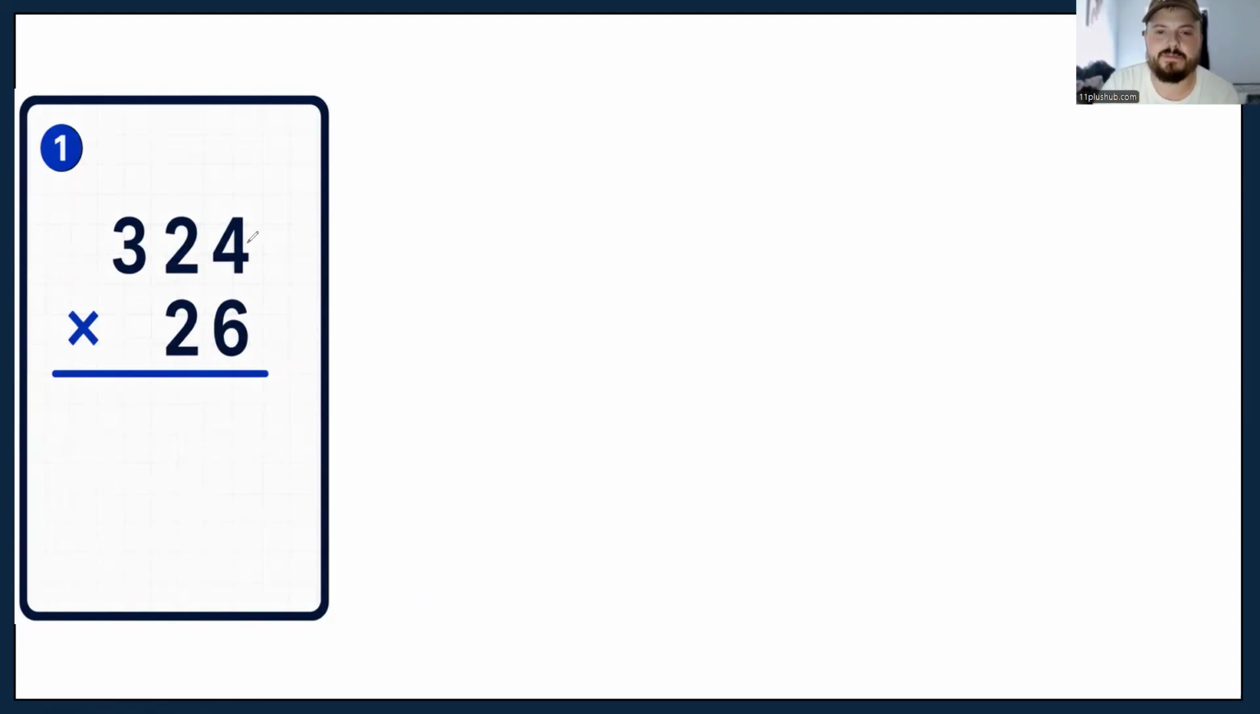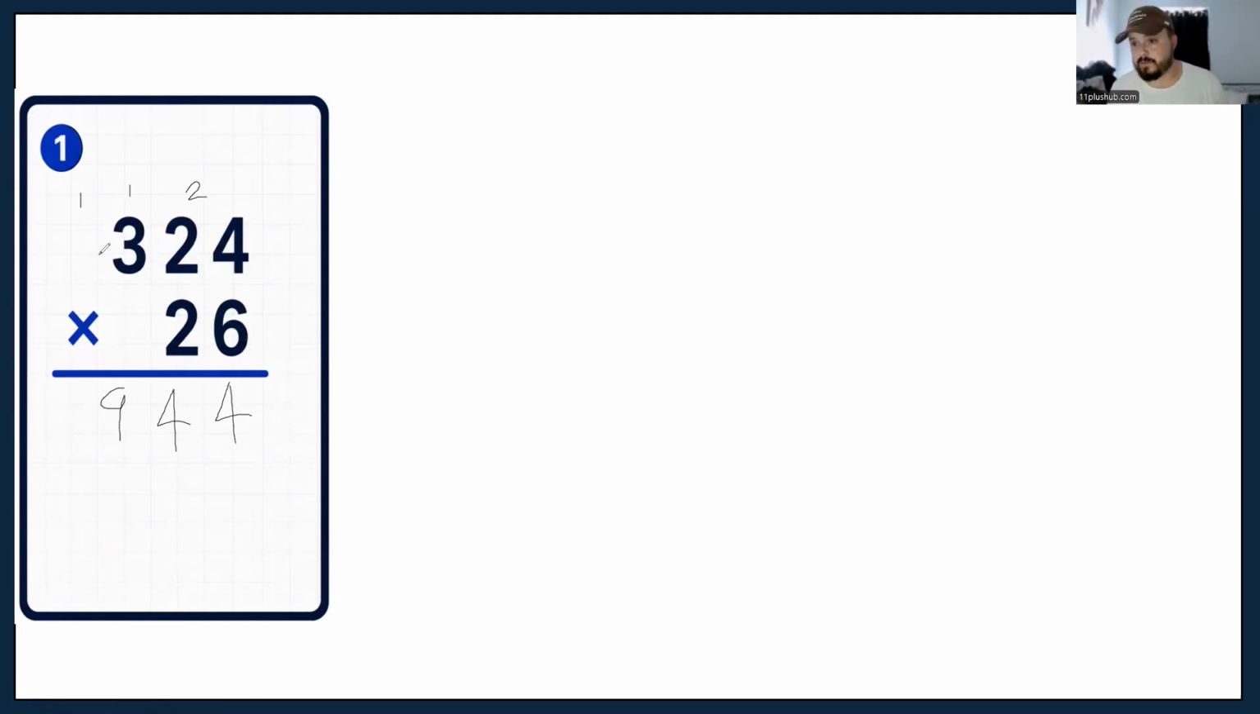Okay, 6 multiplied by 4 is 24. So 4 goes underneath and 2 gets carried over. 6 multiplied by 2 is 12. Add the 2 that we carried over is 14. So 4 goes underneath and 1 gets carried over. 6 multiplied by 3 is 18. Add the 1 that we carried over is 19. So 9 gets carried over. 9 goes underneath. 1 gets carried over.